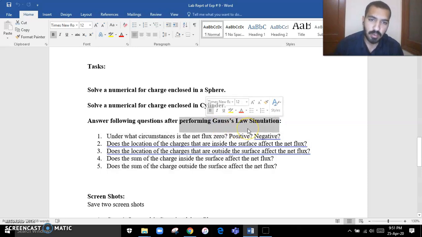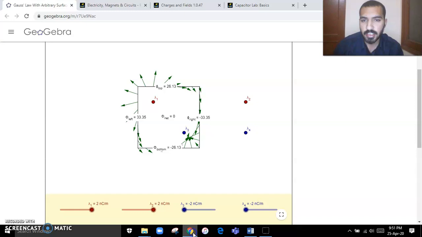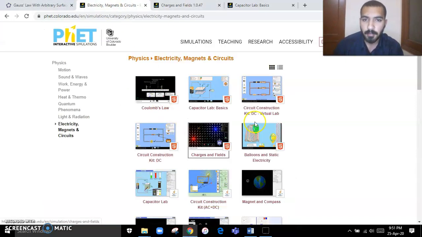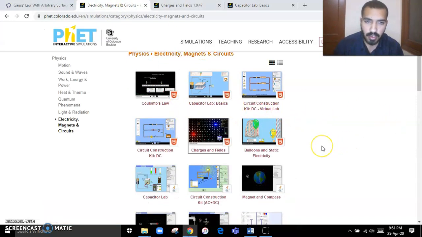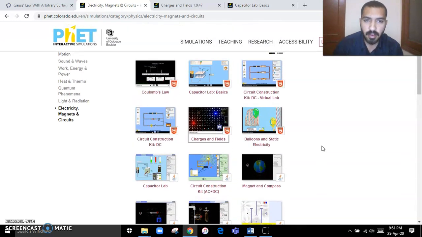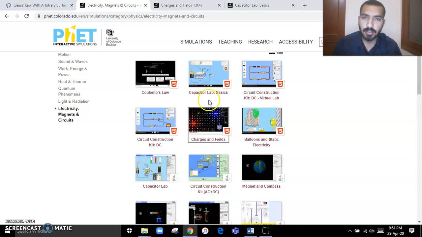Students, for the simulation of Gauss's law, I have not found any simulation on the PhET website. There are many simulations and experiments, but I have not found one that is more relevant to Gauss's law and these sphere and cylinder related things. So for understanding charges, you can just watch this experiment, Charges and Fields.